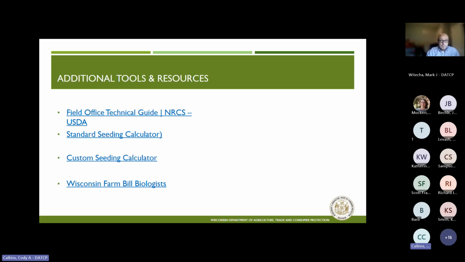If you don't want to do a standard seeding mix, but you have some ideas for a mix that would still meet the standard, you can build it in that custom seeding calculator that I showed at one of our previous office hours.